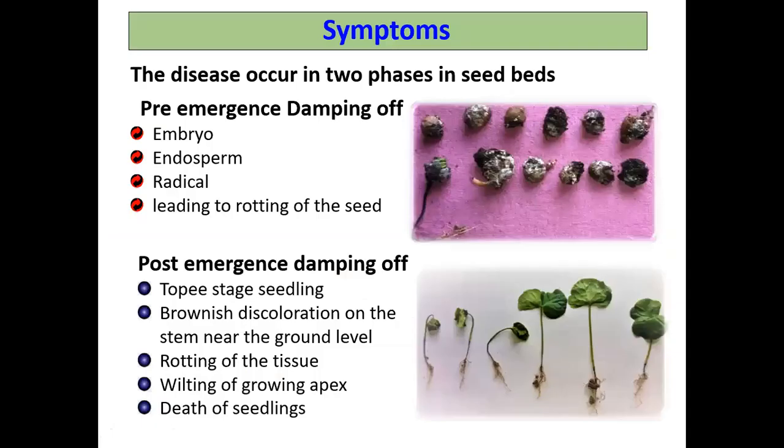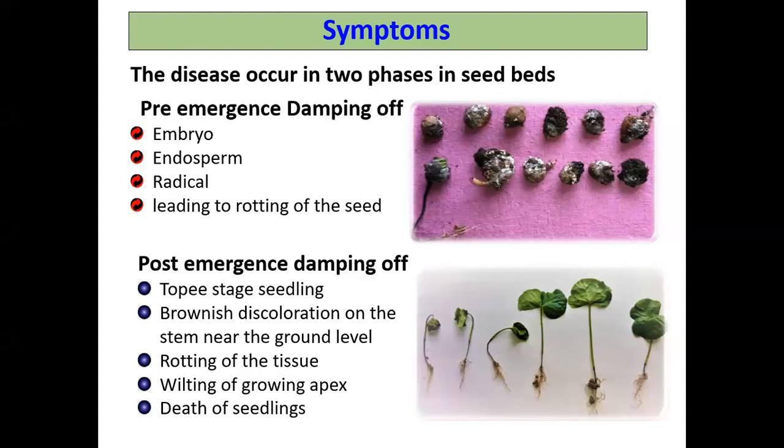And how does this disease look, and what are the symptoms? How can we identify this disease? So this disease occurs in two phases in the seed beds. The two phases are pre-emergence damping off and post-emergent damping off. Pre-emergence damping off means, as the name indicates, before the emergence of the seedlings. Before the emergence, the parts of the seed like embryo, endosperm, and radicle will get infected by the pathogen, and it leads to the rotting of the seed. And then the seed fails to germinate.